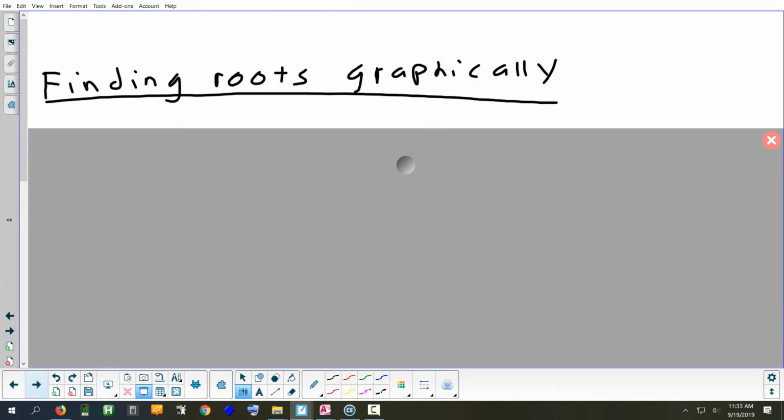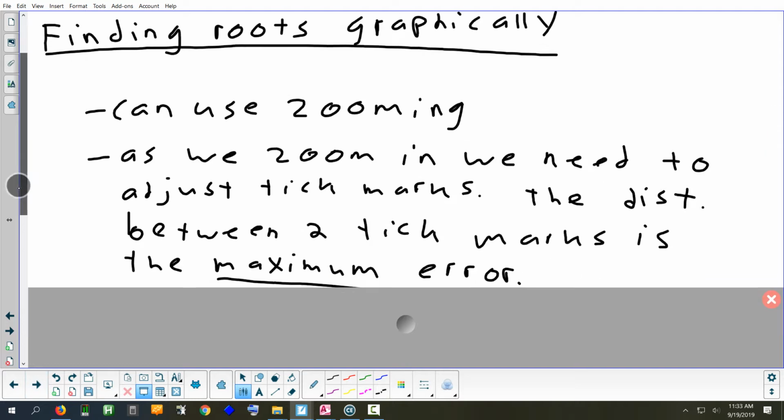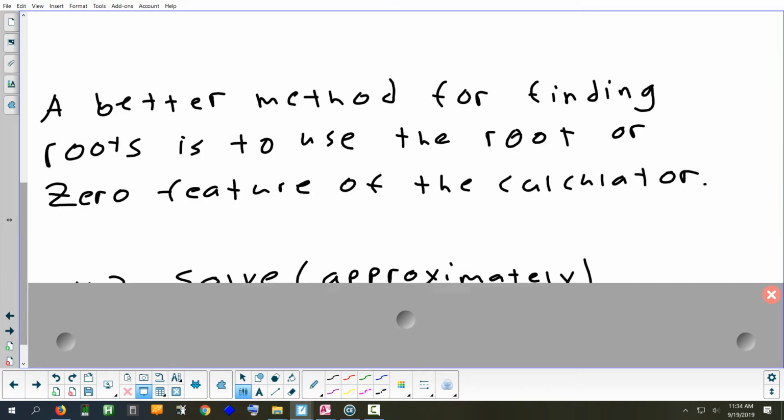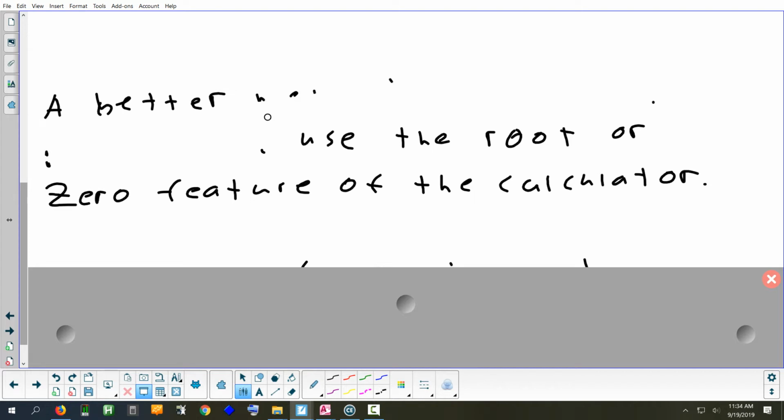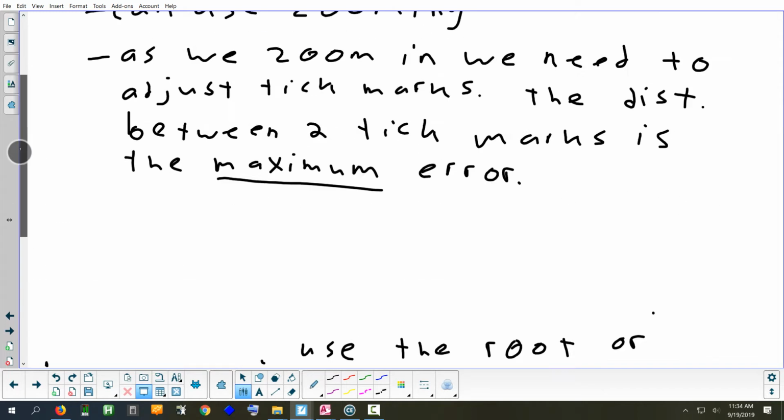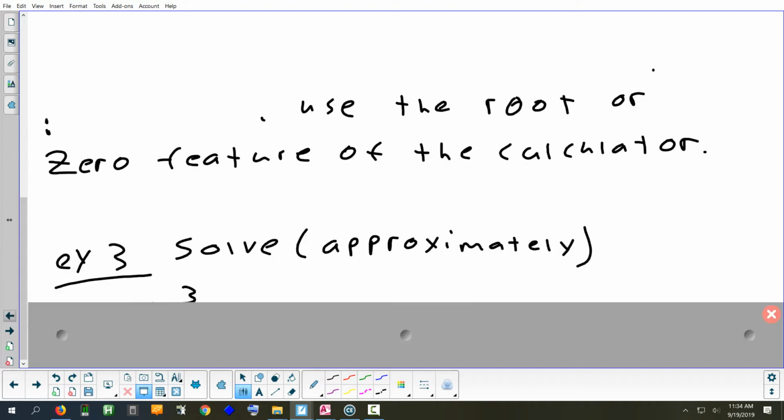So finding roots graphically. Okay? So basically, remember the way we have to do it is: use the root or the 0 feature of the calculator. Okay? We do second calc, mine says 0. Some calculators say root. Doesn't matter, it's the same thing. Okay, so that's the best way to find roots graphically.